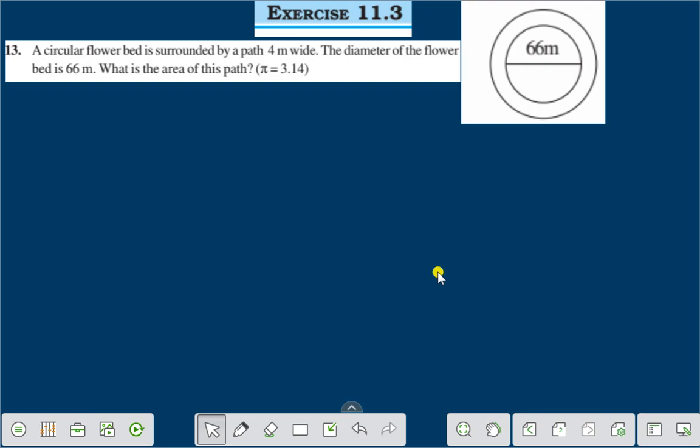A circular flower bed is surrounded by a path of 4 meter wide. The diameter of the flower bed is 66 meter. What is the area of this path? Take pi is equal to 3.14. Let us find.